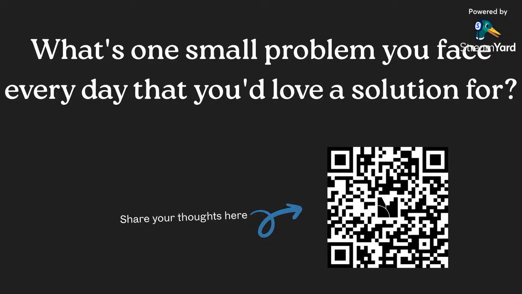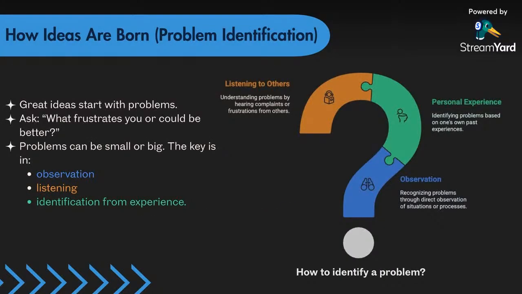Okay, so I've seen some of the responses that you guys have put to the Menti. So basically, what you did just now is the first step to problem identification. Problem identification is the first step to coming up with an idea. Think about something that frustrates you or makes your life harder, and that's where many startups begin. These problems can be small or big, and the key is to notice them and ask, can this be better?